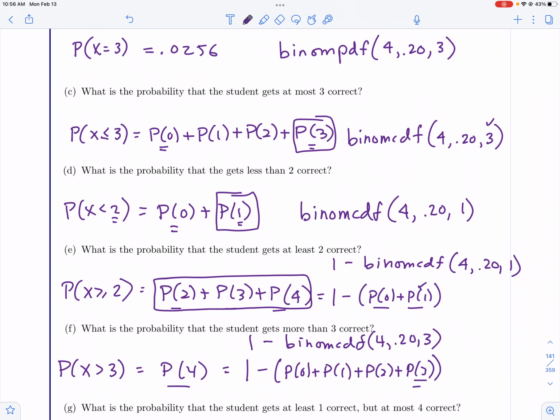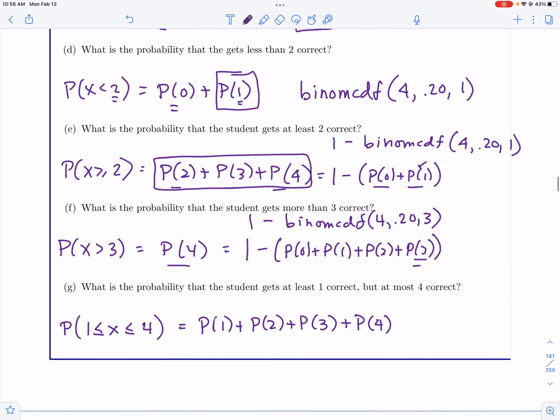All right. And then finally, for the last one, when we've got our 2 different inequalities going on at the same time, we're going to have 2 different binomial CDFs. So what we want to do is first add up to whatever that upper number happens to be. So this is just going to be a straight binomial CDF, 4, 0.2, and since I want to add the whole way up to 4, I'm going to get my 4 there.